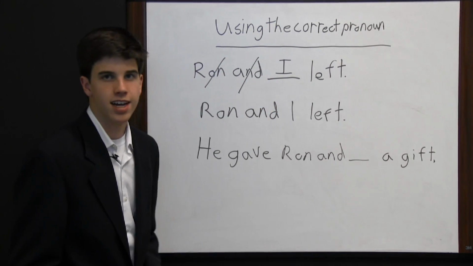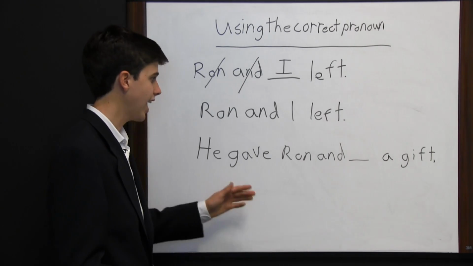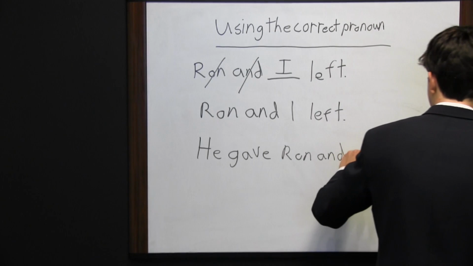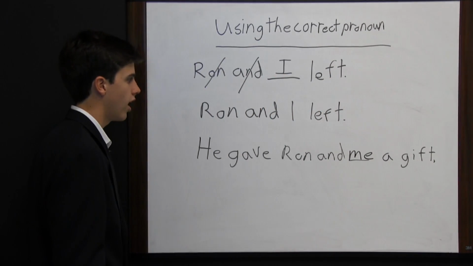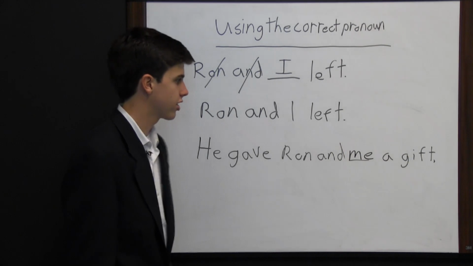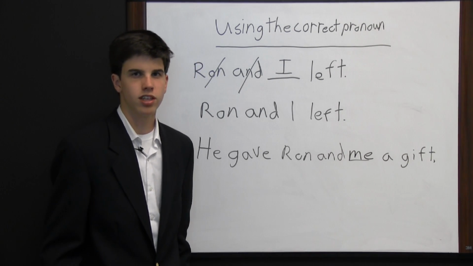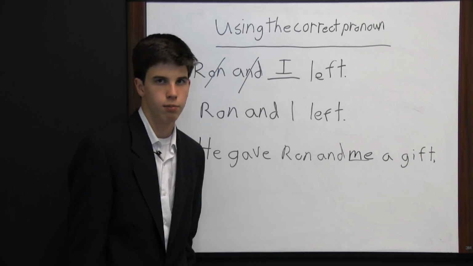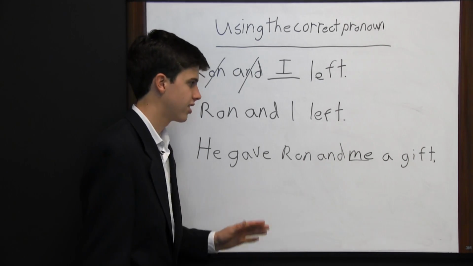Here, I does not sound grammatically correct. So me must be the correct response because he gave me a gift sounds grammatically correct. So me is the correct pronoun to insert in the blank. So the sentence now reads, he gave Ron and me a gift. And that is the correct way to do it. So again, the more you get familiar with these pronouns, the easier it will be to determine which pronoun to use. But you can always use the trick of eliminating one of the nouns in the sentence to figure out which pronoun you need.